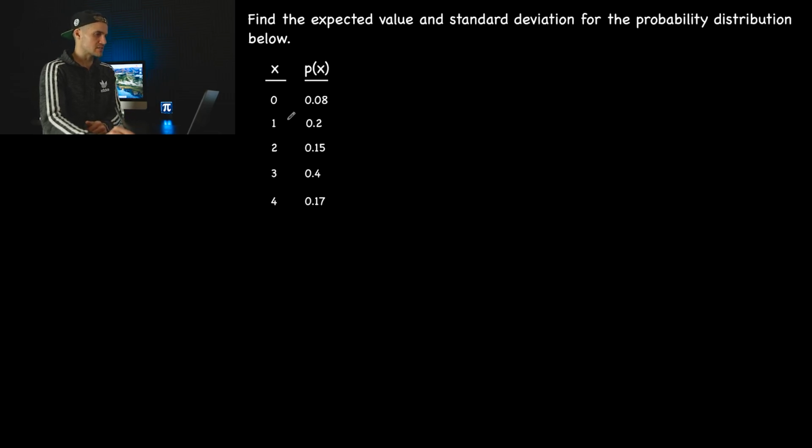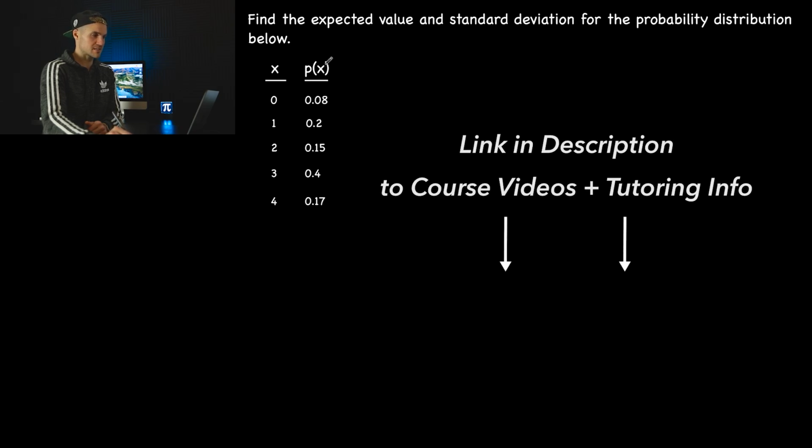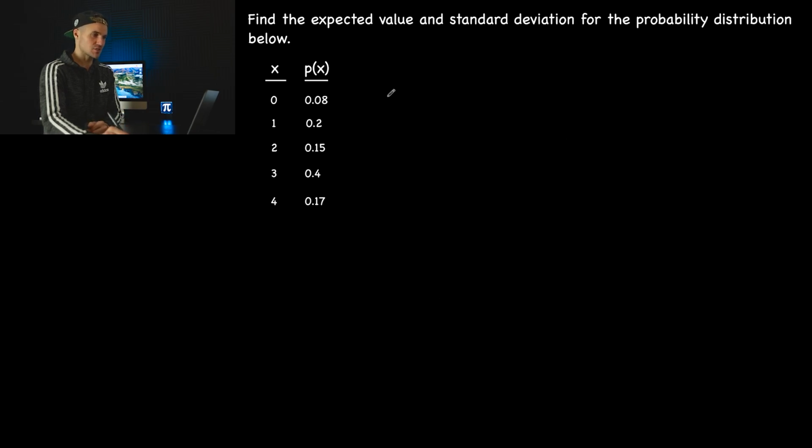Moving on to the next example dealing with statistics. Here we are given this data. The first column represents the observations x, and the second column represents the probability of each of these observations, and we have to find the expected value and standard deviation for this probability distribution below.